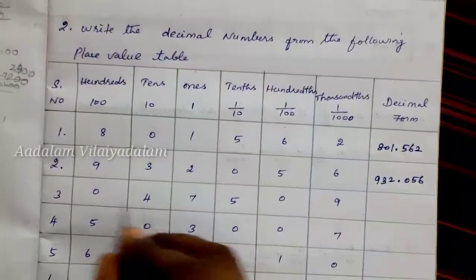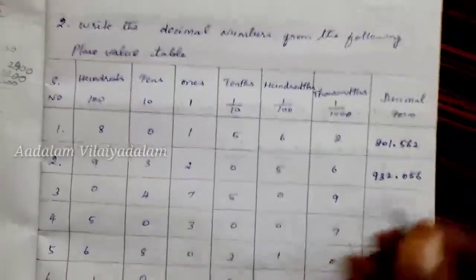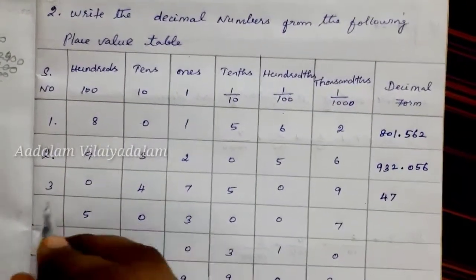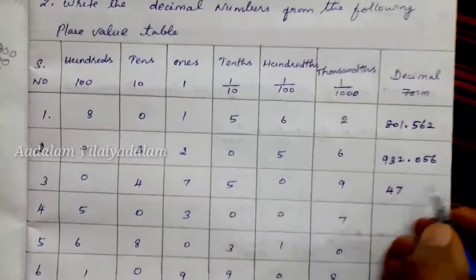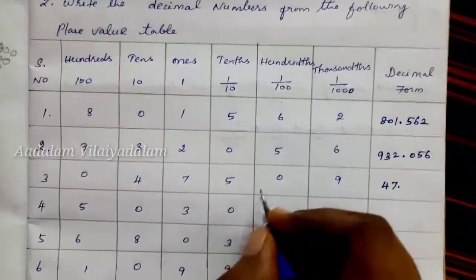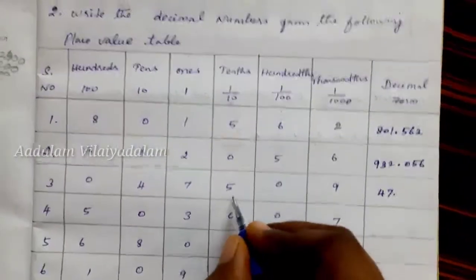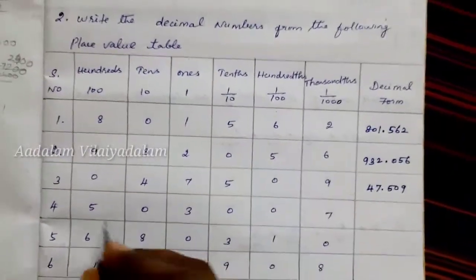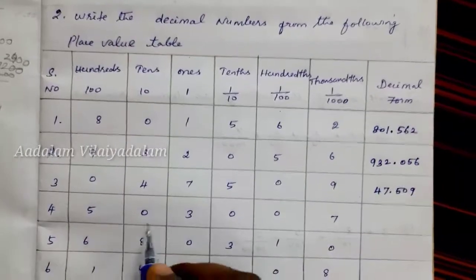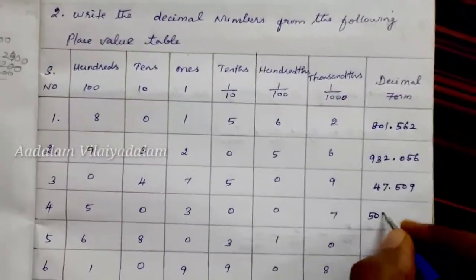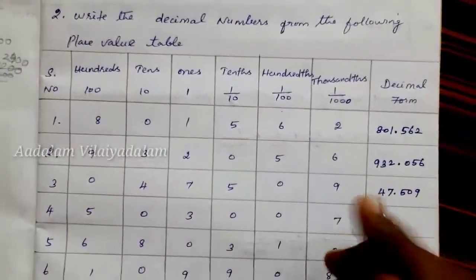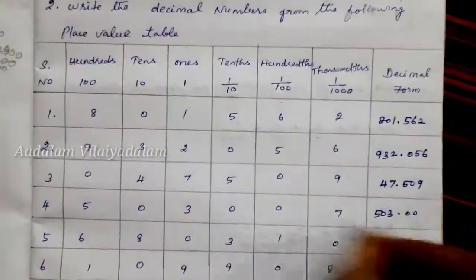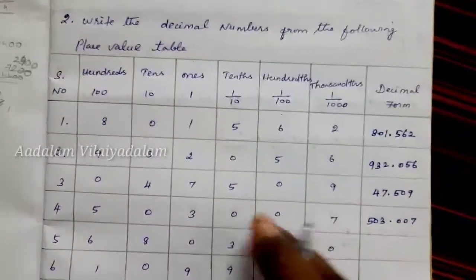What about here? 047, which means 47. If there is a 0 in front, we can neglect that place. Then after the decimal point the fractional part will be 509. For the next one, the same procedure, 503. Then after the decimal point we have 007, which is the fractional part.